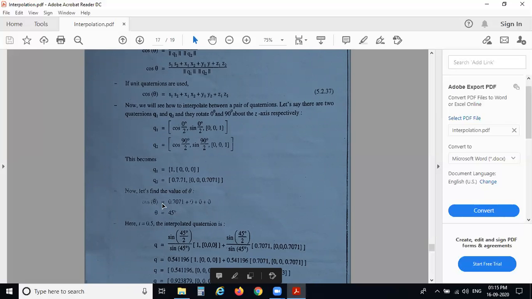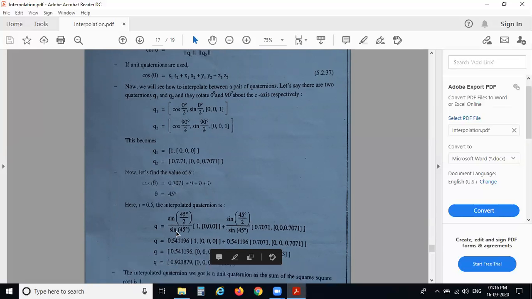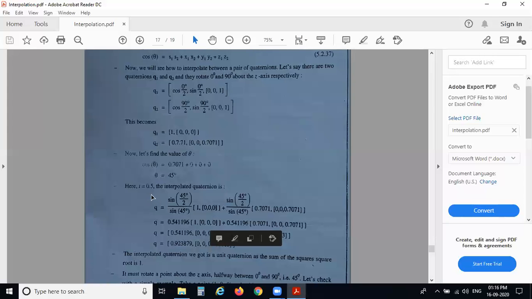That is cos inverse of 0.7071, which is 45 degree. That means the angle theta is equal to 45 degree. So if we take t is equal to 0.5, the interpolated quaternion is.